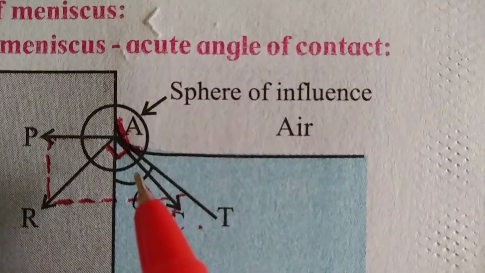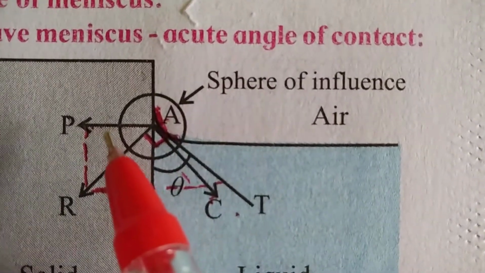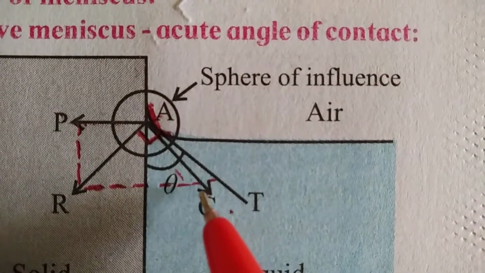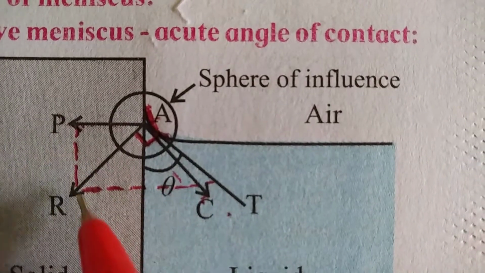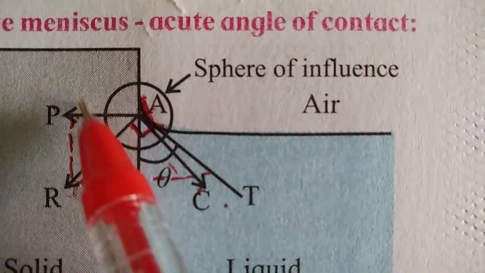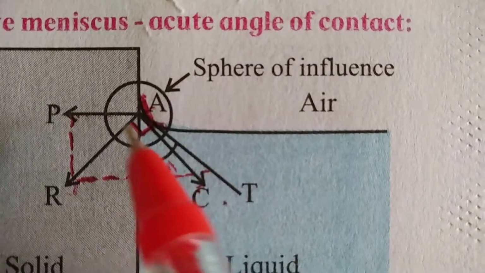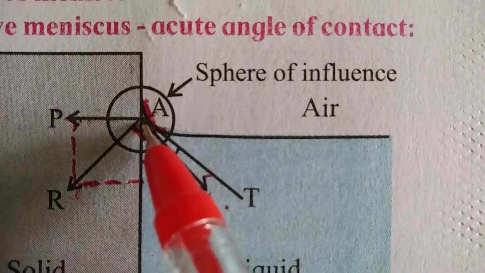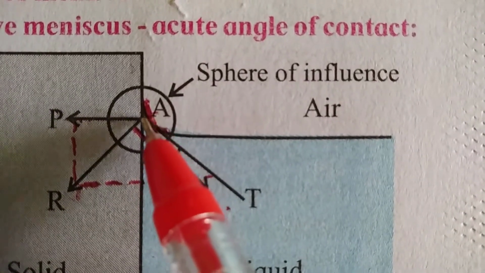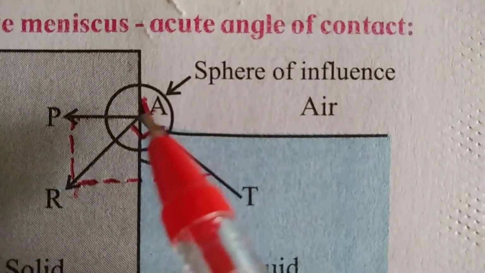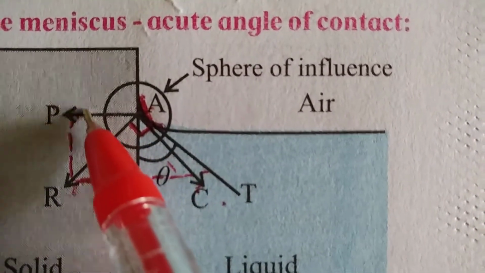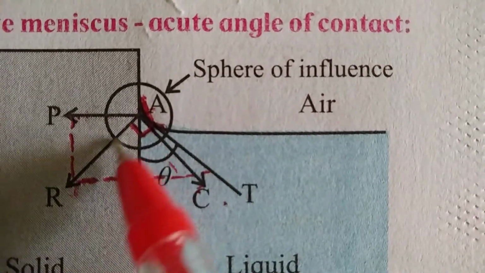Now if you can see here, the adhesive force is stronger than the cohesive force, so the resultant is towards the side of the adhesive force. In this case, adhesive force is more, so the liquid at this point has stuck to the wall of the container. So the resultant R of these two is towards the solid surface.